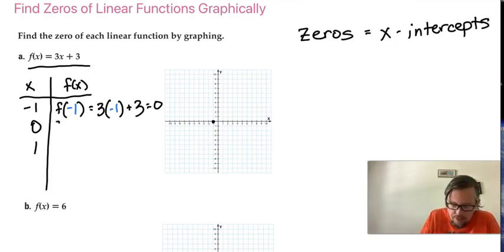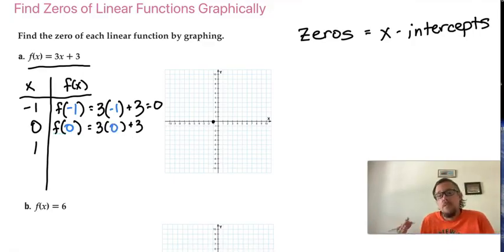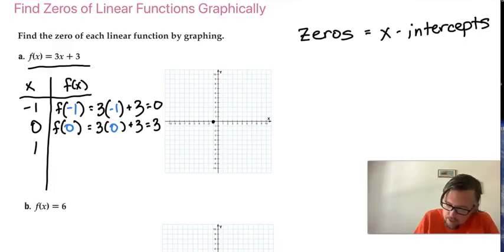Okay, now let's do f of 0. That means replace the x with 0. So we've got 3 times 0 plus 3. And of course, 3 times 0 is 0, and 0 plus 3 is 3. So our next coordinate pair is when x is 0, y is 3. So that's going to be the coordinate 0, 3.